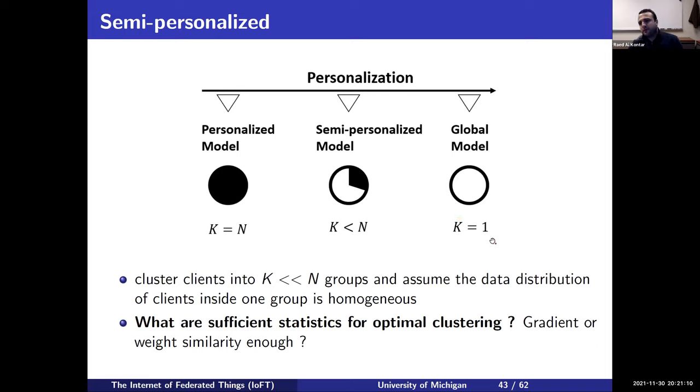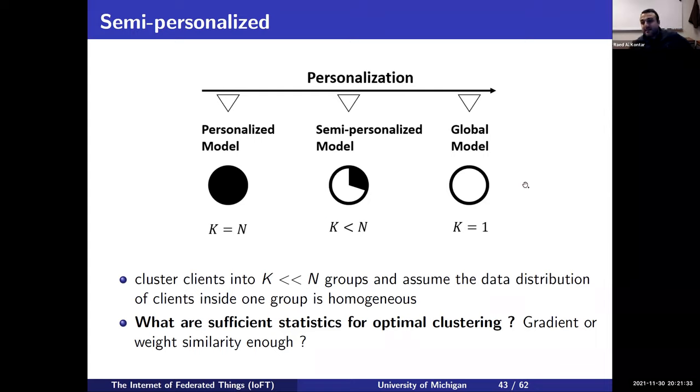A global model is learning one global model, just one model. But can we do something in between, where we collaborate together, but learn K models? Basically the idea is to cluster the clients over K groups, and the assumption is that within each group, the data distribution of each client is the same, or the clients become homogeneous within each group.